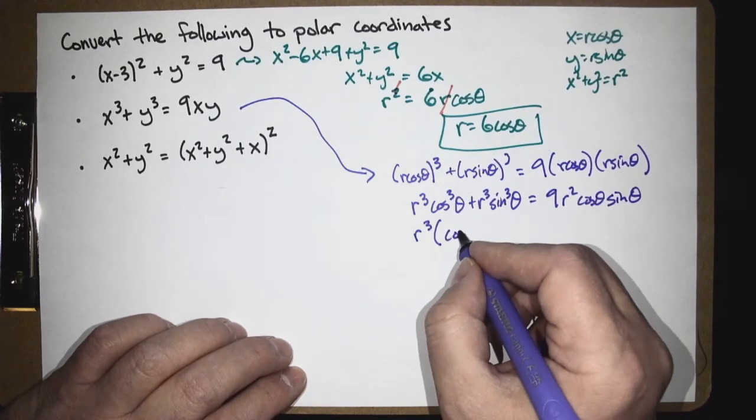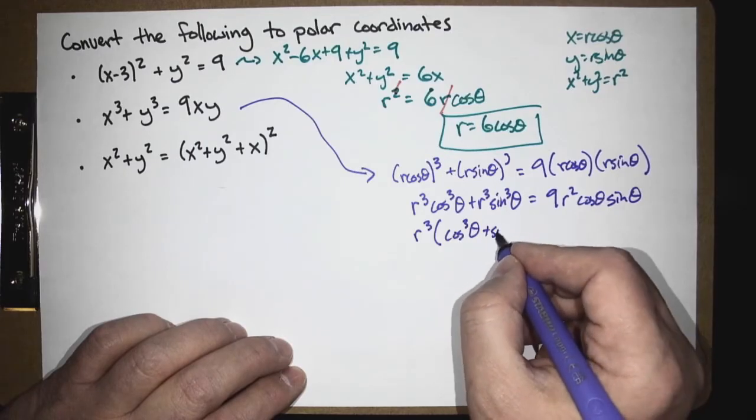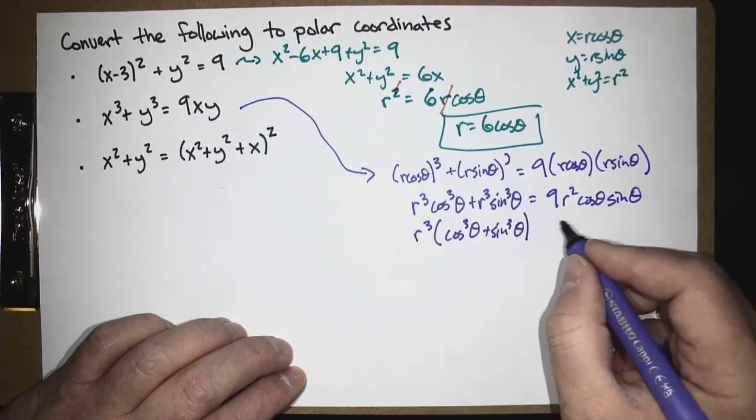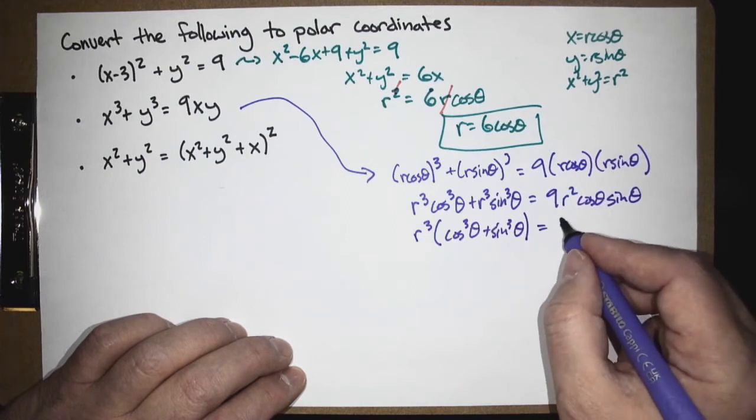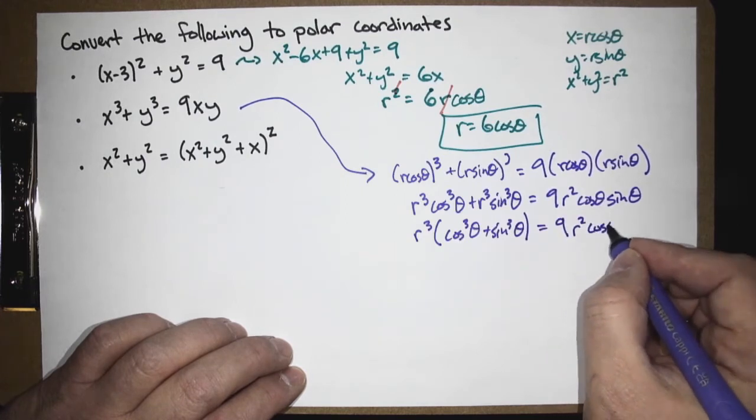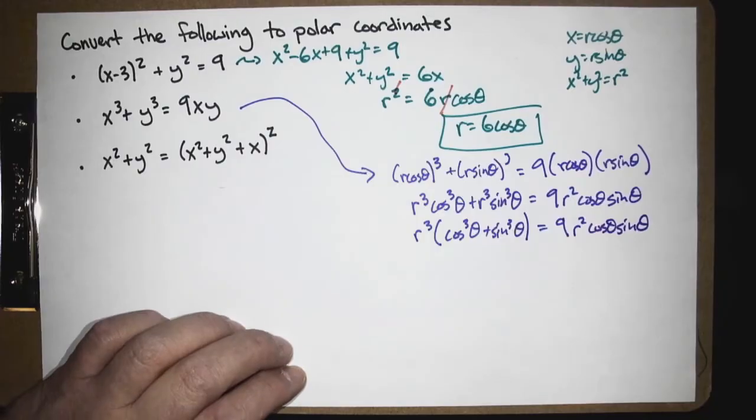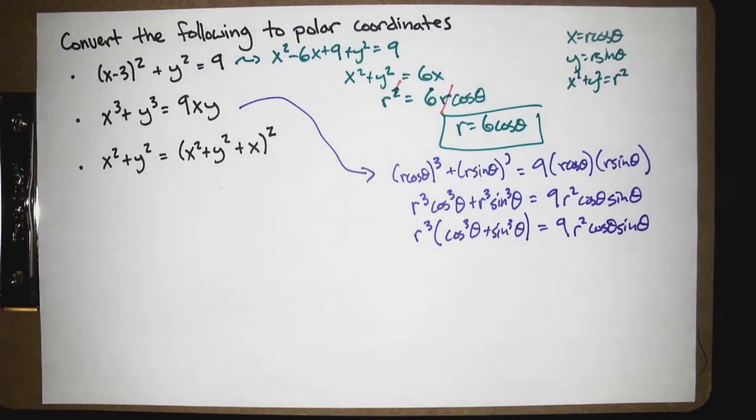You can factor r cubed out. Now, generally speaking, we like to try to write r as a function of theta. That's our basic goal. How can we get down to r as a function of theta here?